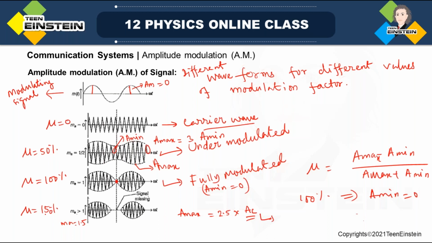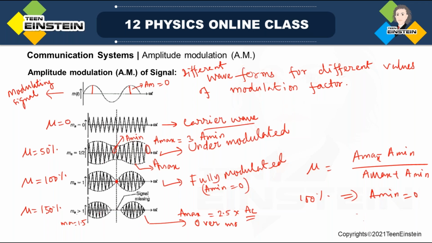And this is actually called over modulated. This situation is called when mu is greater than 100 percentage, then the modulation will be over modulation. A carrier wave will be over modulated. In this case you can see there will be a missing of signal because of this gap. So this is called over modulated.